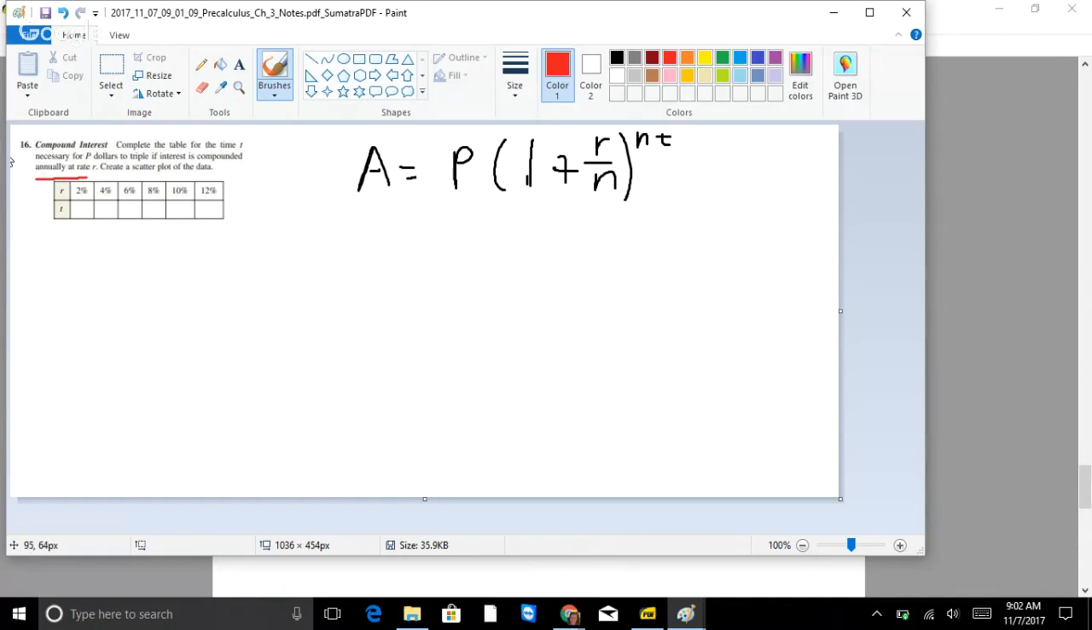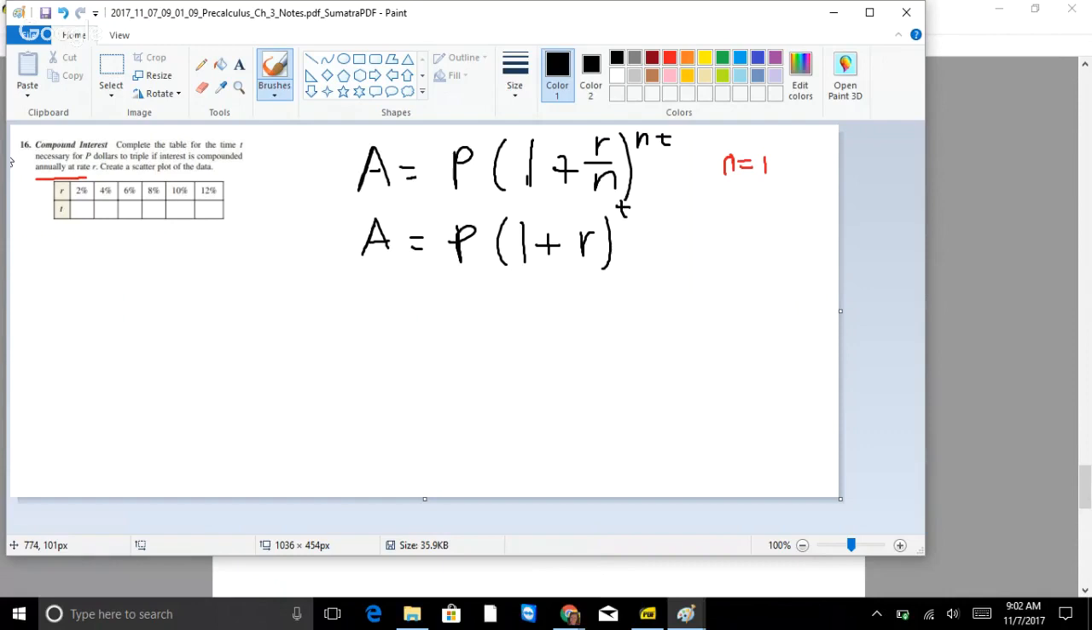So because it's compounded annually, we know that n, the number of times per year it's compounded, is just 1. So that simplifies our equation a whole lot, right? Let's rewrite this when n equals 1. We have the amount equals the principal, 1 plus r over 1, so 1 plus r to the t power. That helps out our equation a lot, right?